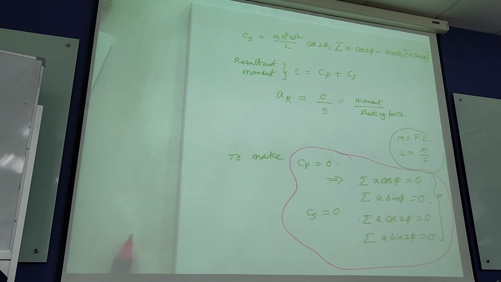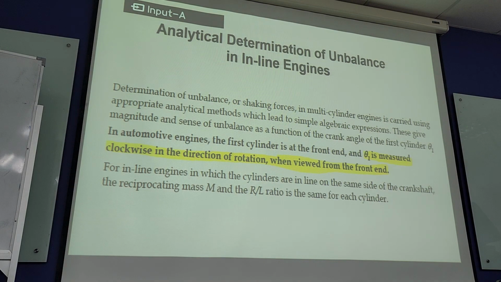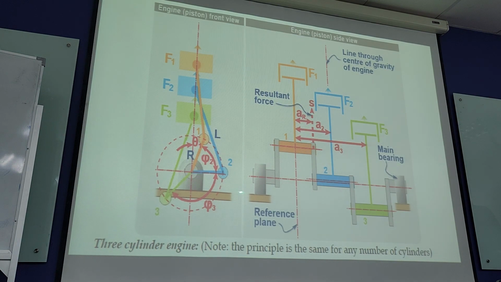Now let us go through the slides again. Here we can see that the crank angle of the first cylinder is θ1. Now with respect to θ1 in a multi-cylinder engine, the orientations of the other cylinders are measured.